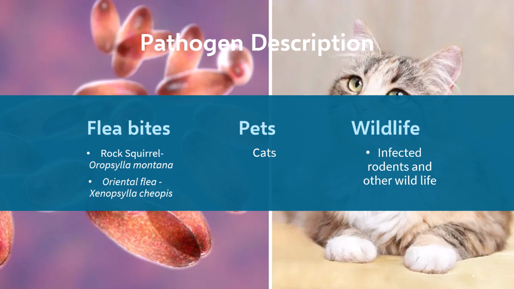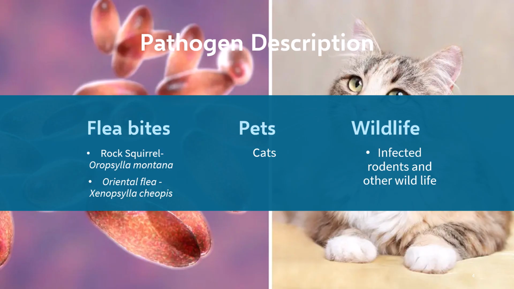The bubonic plague is spread by flea bites. So currently, the most common flea that it's spread by is Xenopsylla cheopis. That's also known as the Oriental flea. And the most common rodent that is spreading it is the Otospermophilus variegatus, which is the rock squirrel. So it's spread by fleas, and the rock squirrel is a vector for it.